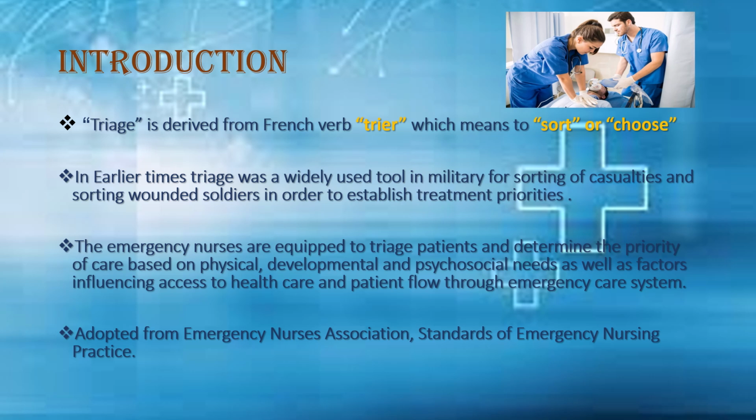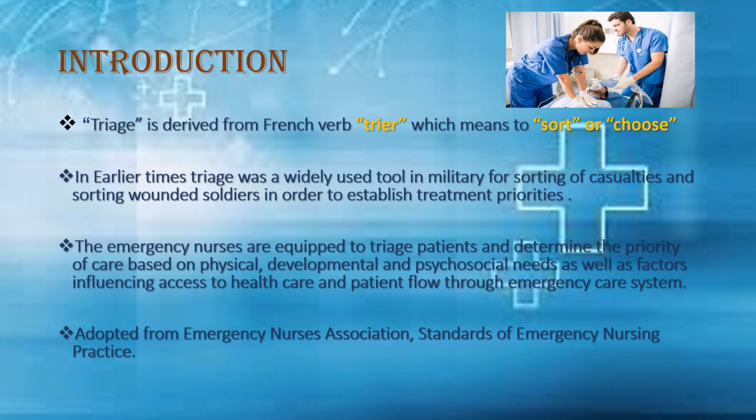So, what do you mean by triage and how did this term come? It is derived from the French verb trier, which means sort or choose, that is, to filter. In earlier times, triage was widely used in military settings to sort out their casualties, which used to come in bulk, and sorting the wounded soldiers in order to establish treatment priorities, whom to treat first.